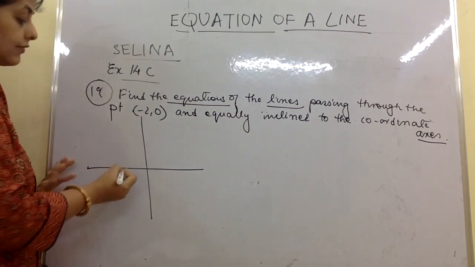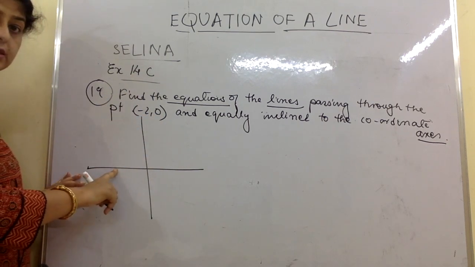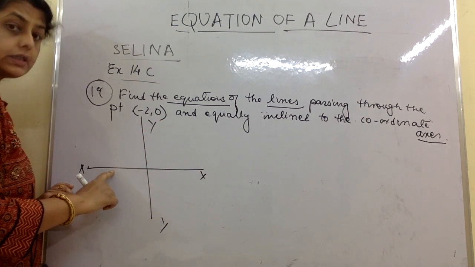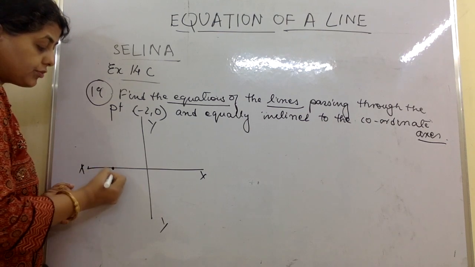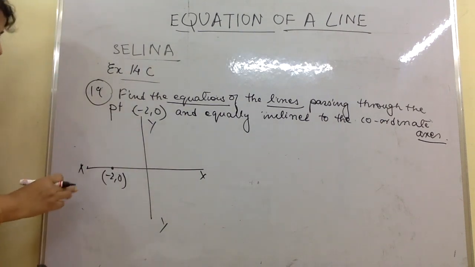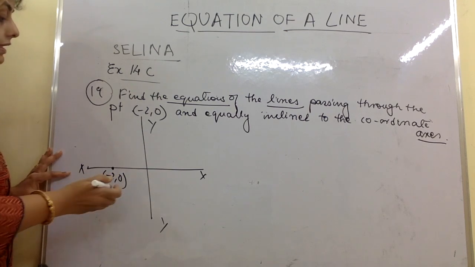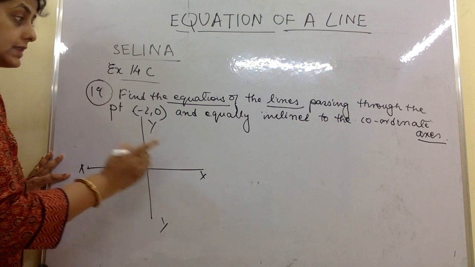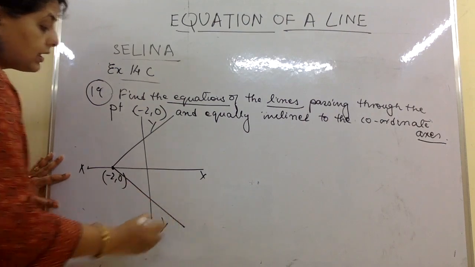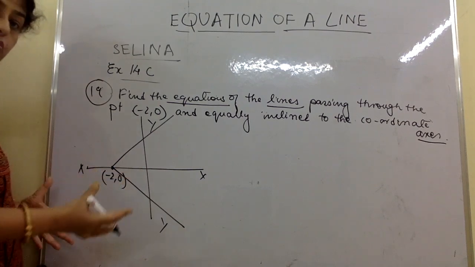Now here I have one point, which is minus 2, 0. Now minus 2, 0 has to be in this part of the line. That is, if this is the x-axis and this is the y-axis, minus 2 will be here. And minus 2, 0 means it is a point on the x-axis, on the negative side of the x-axis. Now these 2 lines are equally inclined to the axes. This is my diagram. You need to understand this, equally inclined to the coordinate axes.